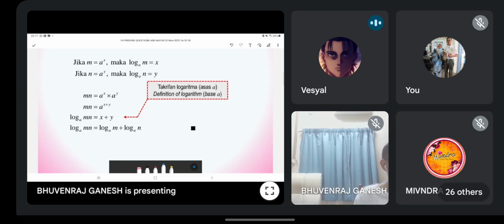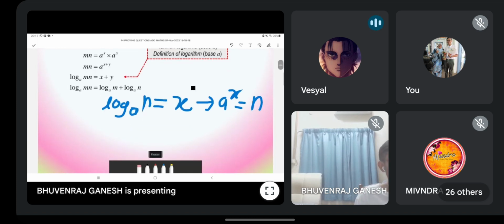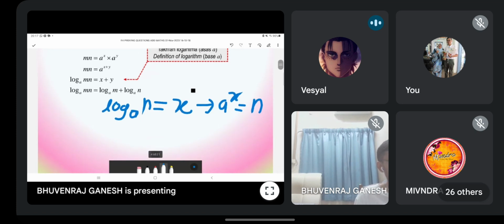There's actually a formula for this, which you can write out: log a n equals x, and the other, equivalent one would be a^x equals n. So you'll be converting this form into logarithm form. So mn equals a^(x+y); you will change it to log a mn equals x plus y.